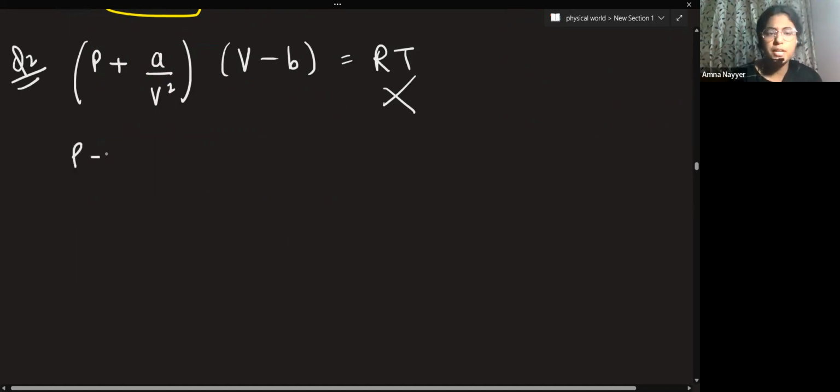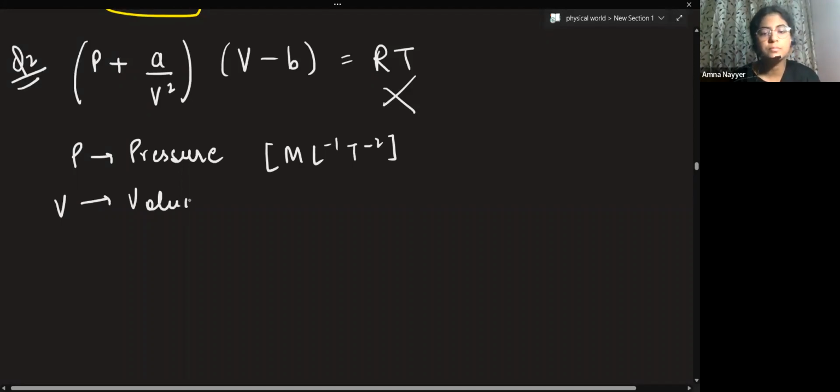See, P is pressure. If you remember, just look into your notes. The dimensional formula for pressure is M L to the power minus 1, T to the power minus 2. This is for pressure. V is volume. Volume is L cube. Then you have again V as volume. R and T are some constants. These are not even of your use right now.